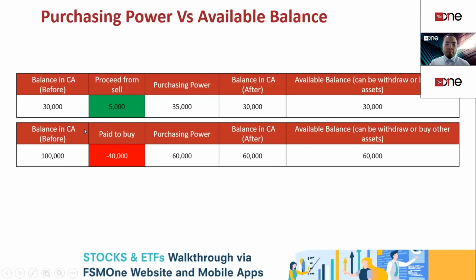Similarly, if you want to place a buy order, let's say before you place a buy order, your available balance in your cash account is 100,000, and then you buy a stock worth 40,000. Your purchasing power and also your available balance now will become 60,000. This one is straightforward, the available balance for you to place a buy order.